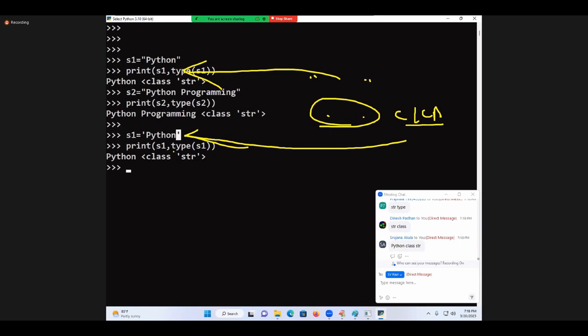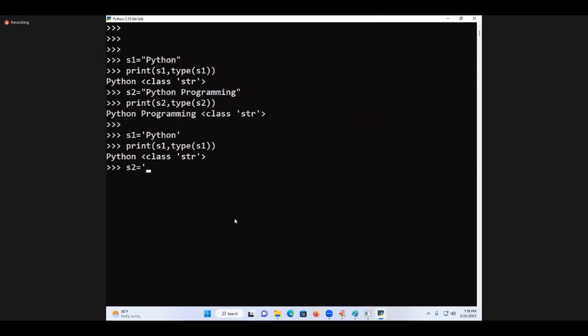Understand? Right. Next, s2 is equal to single quote, Java programming language, single quote. And starting with single quote and ending with double quotes is not good. Whatever you start with, end with the same thing only. Take care, students. So, s2 comma type of s2. s2 is called what? str. Are you getting my point? Yes. Which quotes? Single quotes.